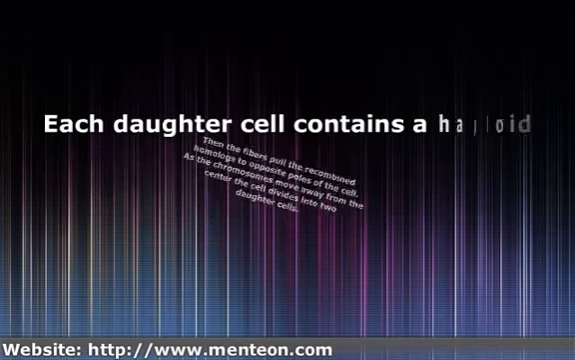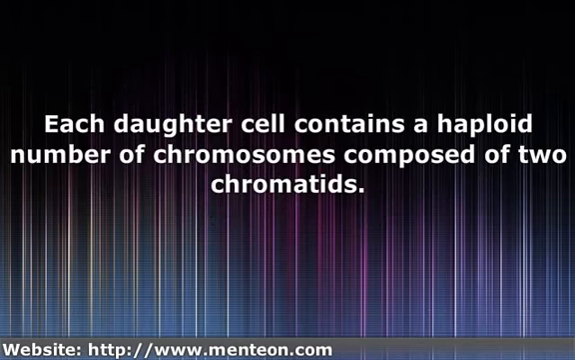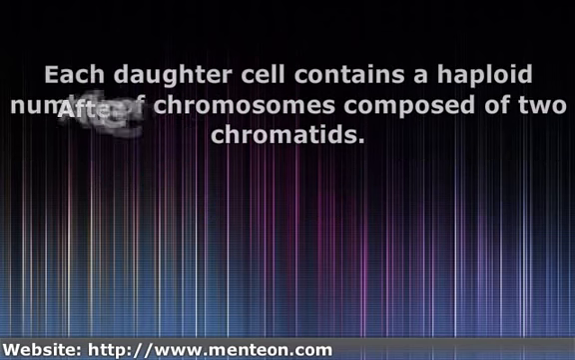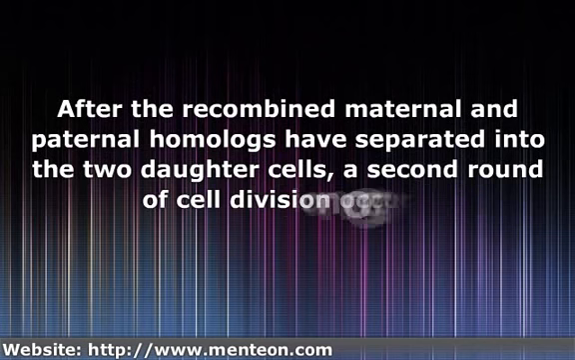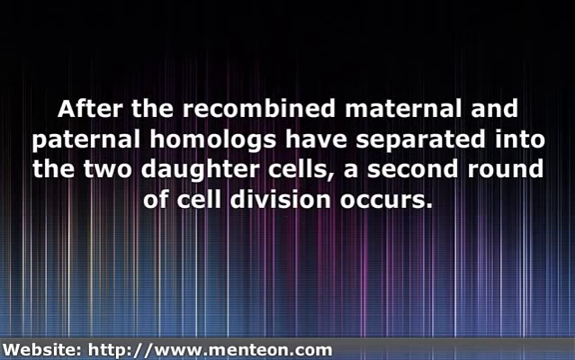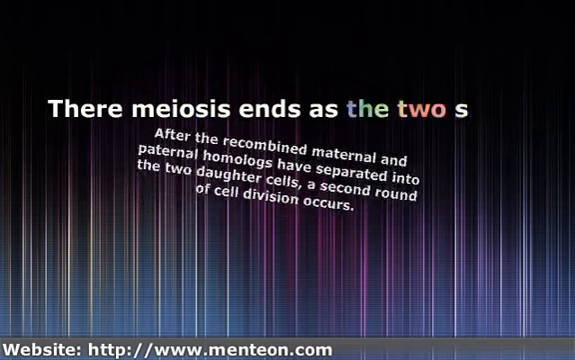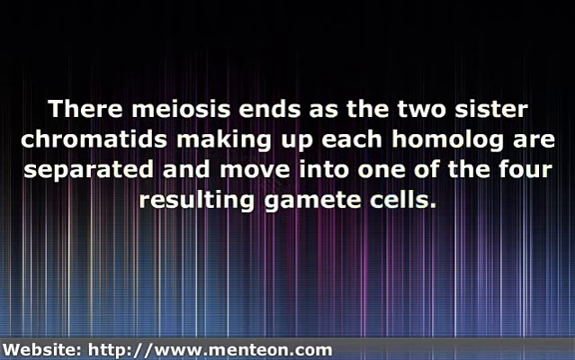Each daughter cell contains a haploid number of chromosomes composed of 2 chromatids. After the recombined maternal and paternal homologs have separated into the 2 daughter cells, a second round of cell division occurs. Their meiosis ends as the 2 sister chromatids making up each homolog are separated and move into one of the 4 resulting gamete cells.